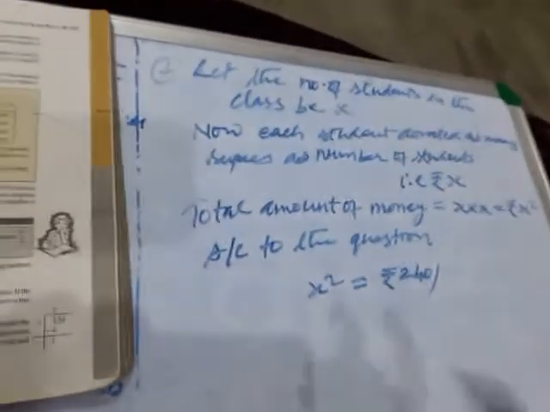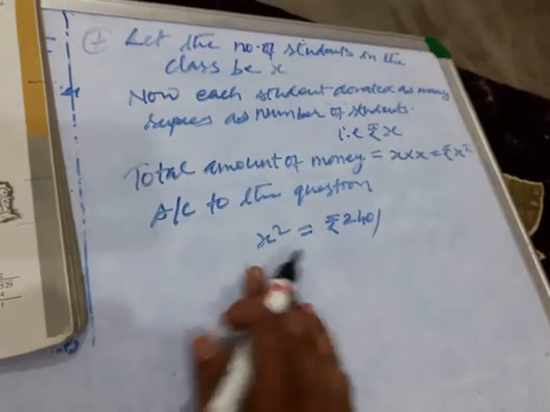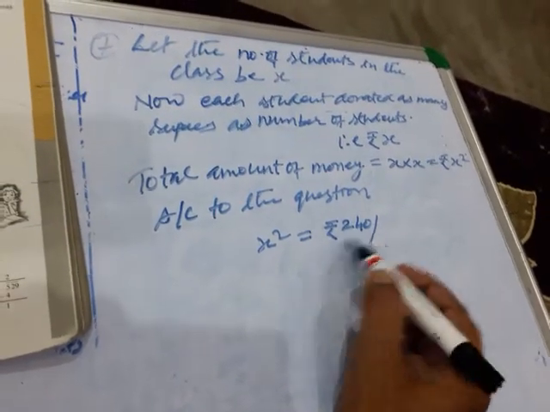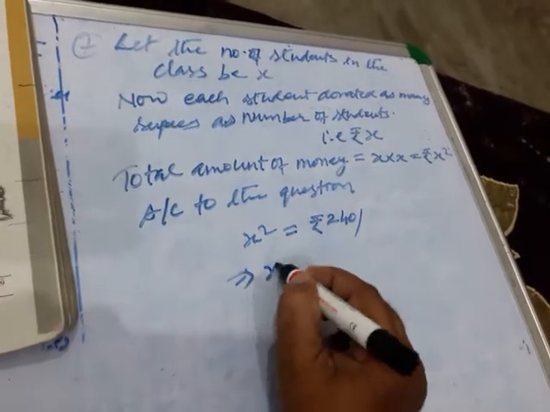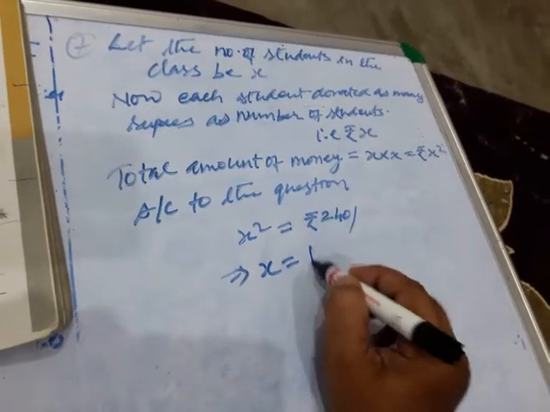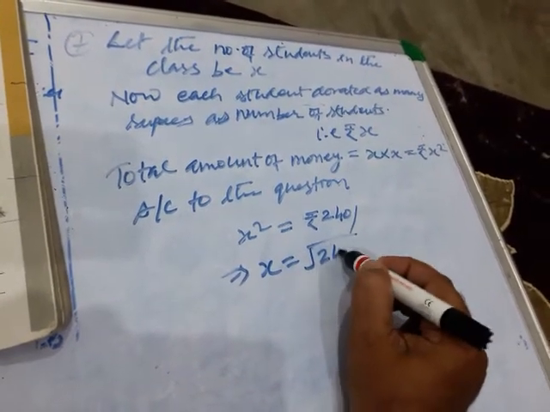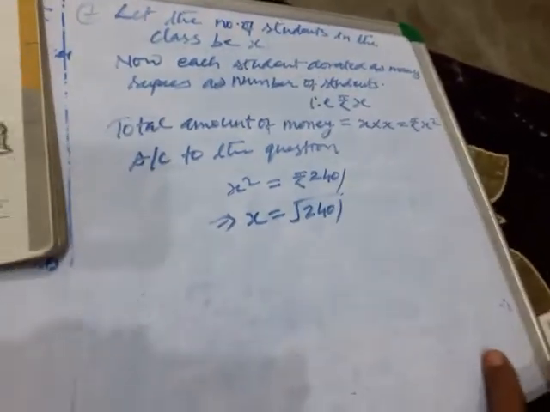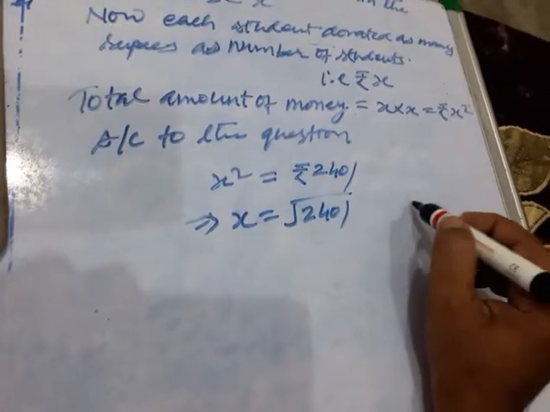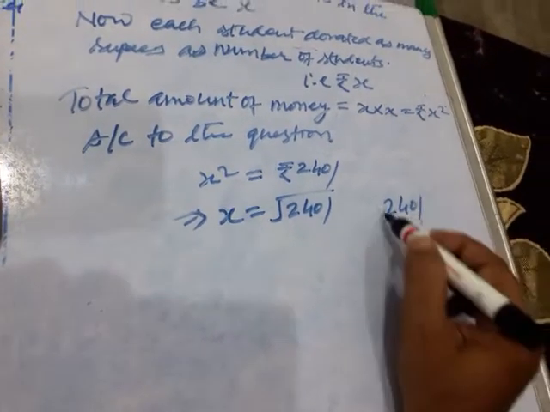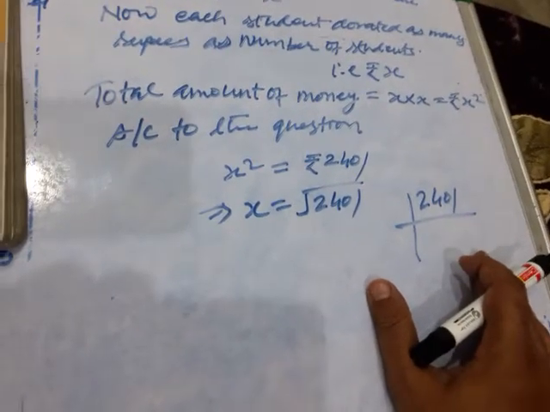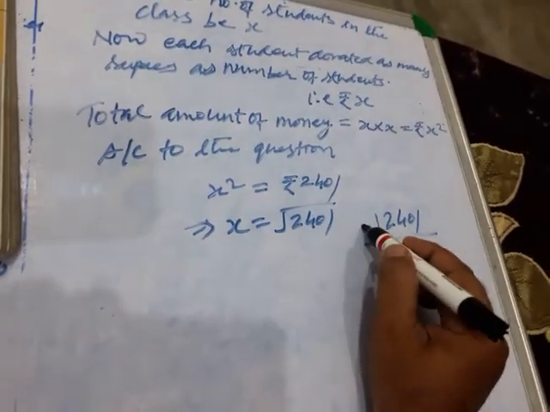See, this implies that X equals what? Here X square equals rupees 2401. It means that X equals under root 2401. Means let us find out the square root of 2401 by prime factorization. 2401 is the number. Let us try by divisibility. Clear? See, this number is divisible by 7 children.